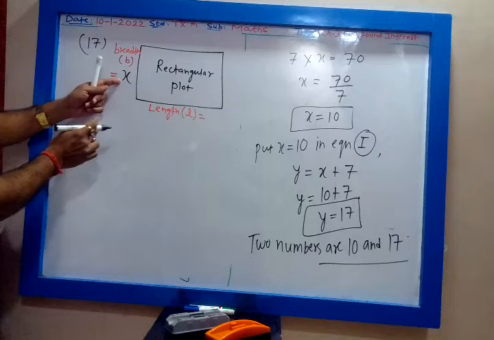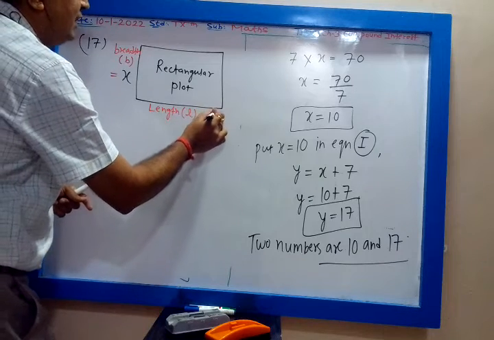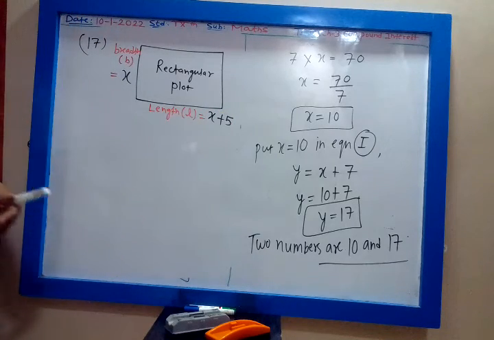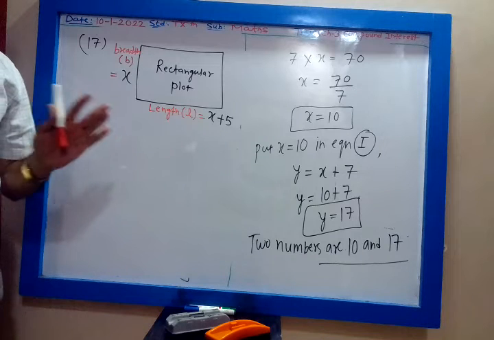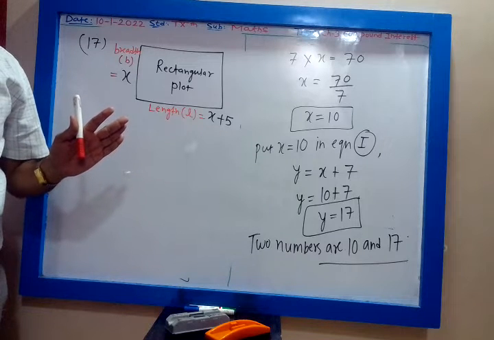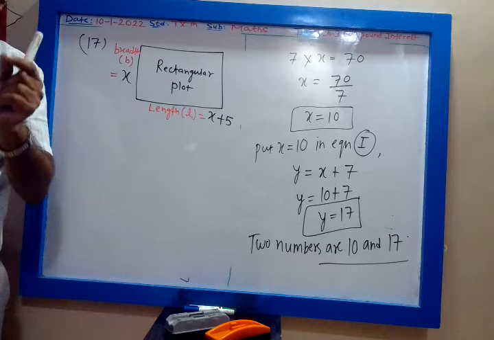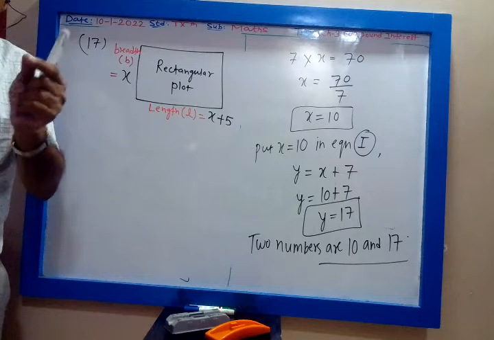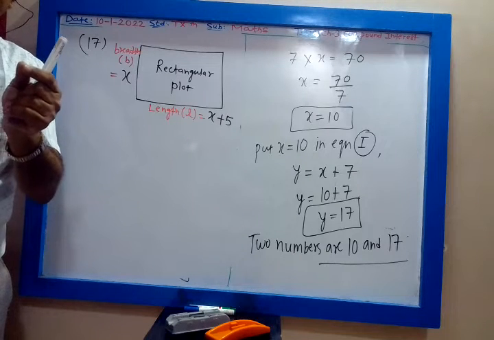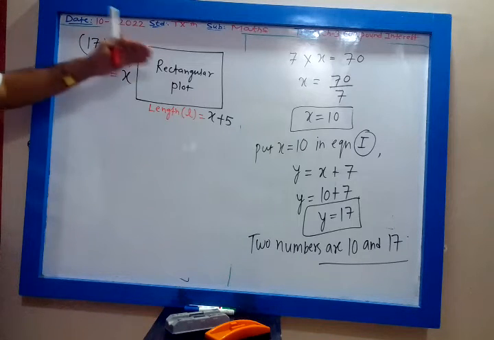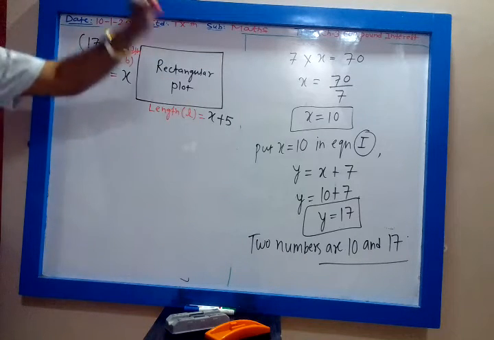So if the breadth is x, what should be the length? The length should be x plus 5, or 5 plus x. Is it clear, my dear? So the length of the rectangular plot exceeds, meaning more. So length is 5 more than breadth. If my breadth is x, length will be 5 more, x plus 5.